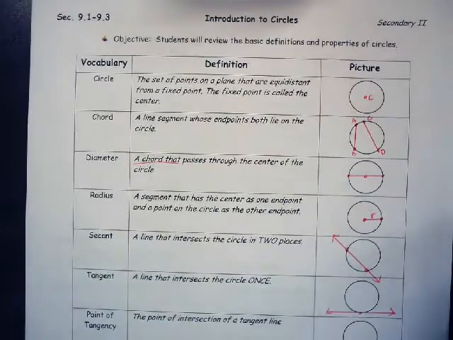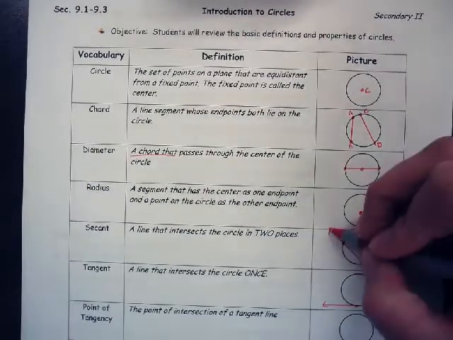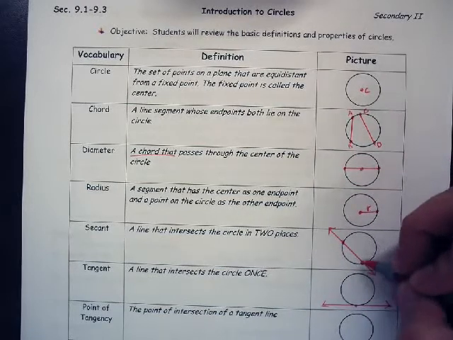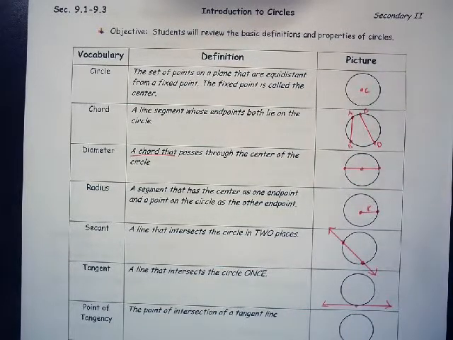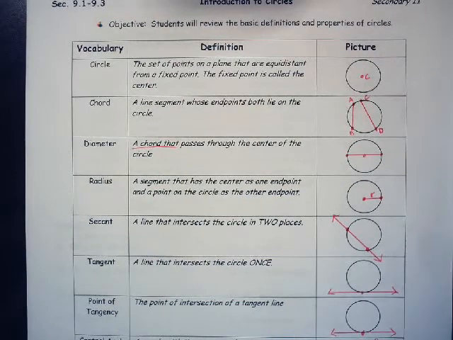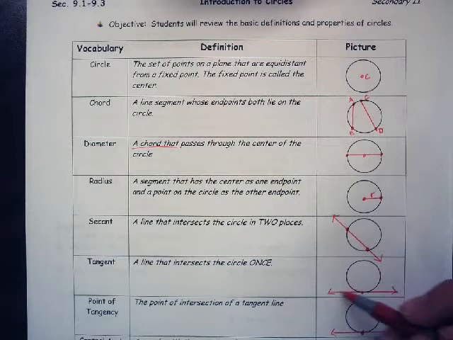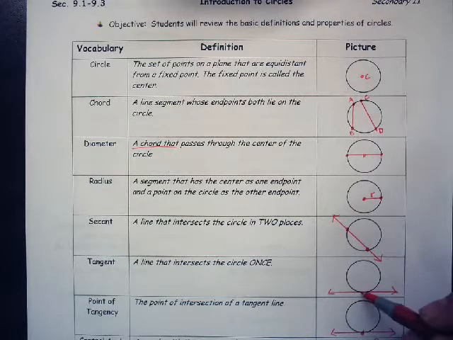Secant is a line that intersects the circle in two places. So I have a line that goes through it, and it intersects the circle in two places. A tangent, these words I know sound familiar, even though you don't know yet why we use them with trig and what that has to do with circles, but later on in math you will. But we call this one the tangent. And it is a line that intersects the circle only once. The only way we can make that happen is for it to just brush against the circle right there.